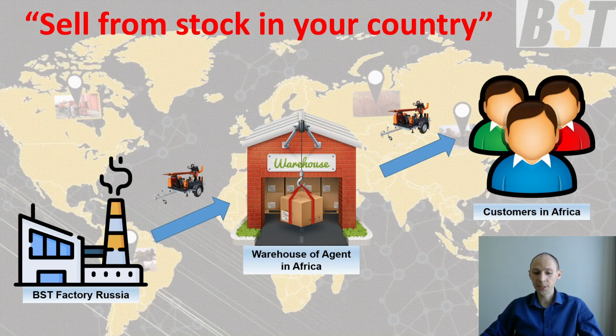For this reason, we decided to develop and implement a new business model, which is called sell from stock in your country. And this new business model will consist of 3 steps. So please look at the diagram. Step number 1, you can see our factory, BST factory in Russia. So step number 1, we produce drilling rigs in Russia. So here everything is clear.